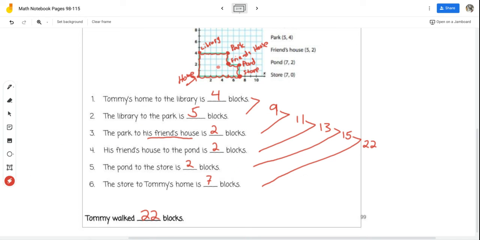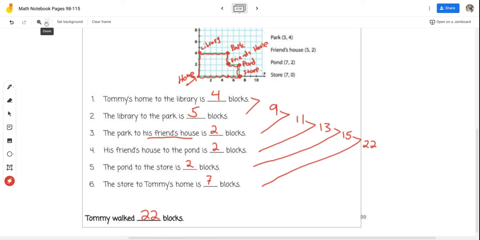And you can notice here, maybe there's nothing in the middle here that he walked around, but we're not measuring the space inside. We're measuring the distance he walked as he did his things throughout the day, starting from home, going to the library, then the park, friend's house, pond, store, and back home. He walked 22 blocks. That was the perimeter of the shape that he walked, and in that sense, we found the distance he walked as well.